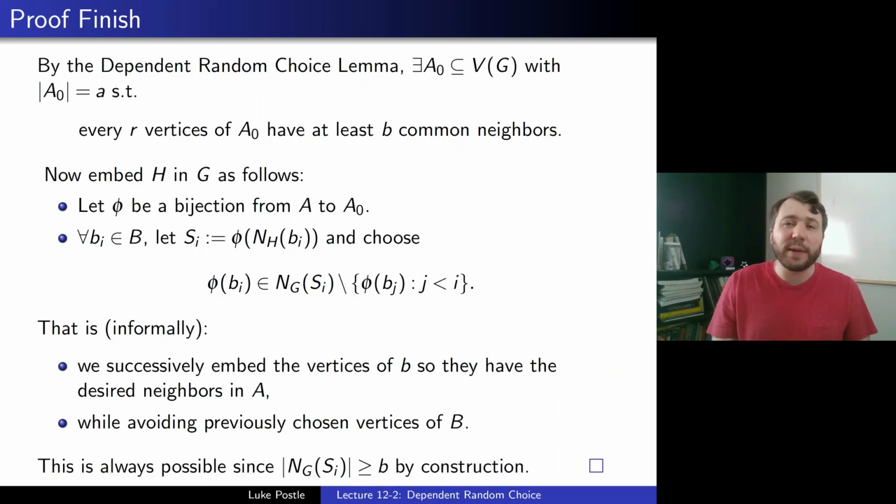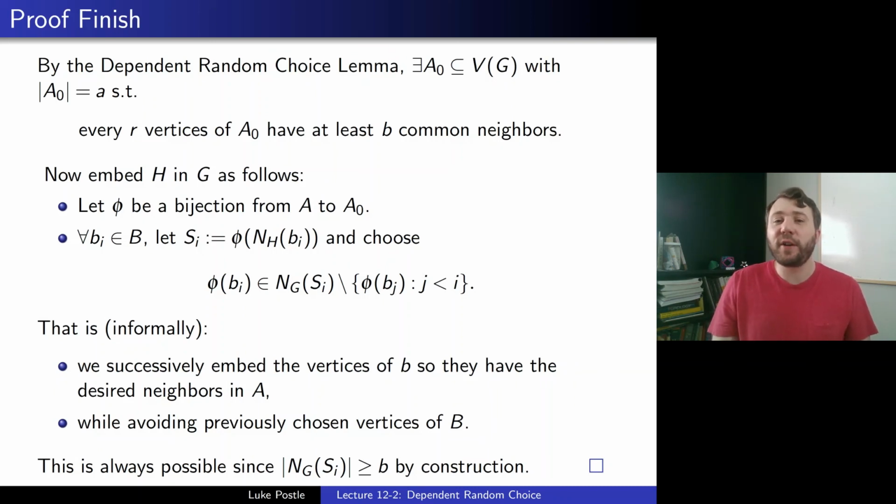And indeed, this is always possible since N_G(S_i), by assumption, is at least b, right? So every S_i had at least b common neighbors. And so what does that mean? Since there are b vertices, little b vertices in big B, then I can always avoid the at most b minus 1 previously chosen ones to find another common neighbor that will work. And then that concludes the proof.